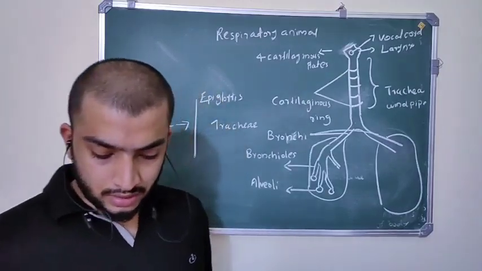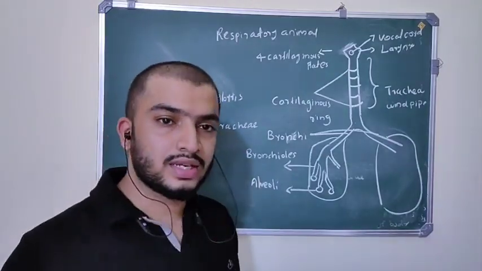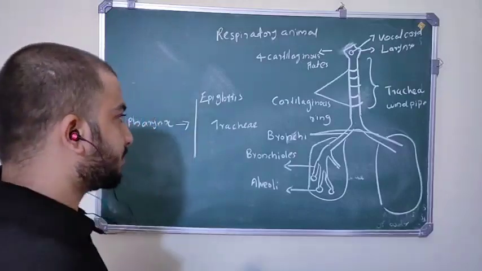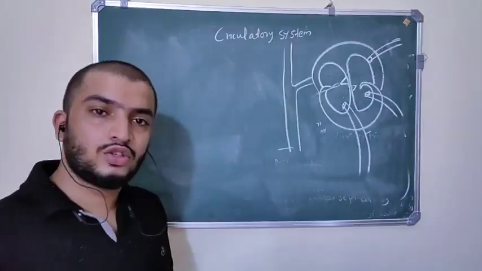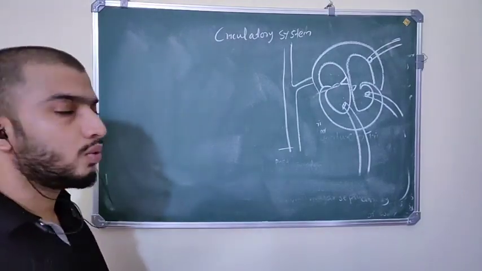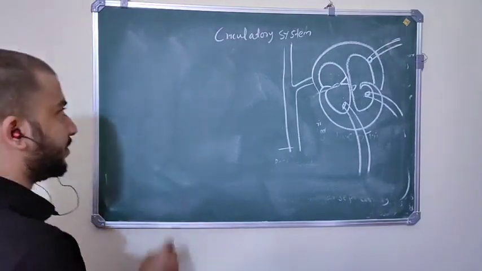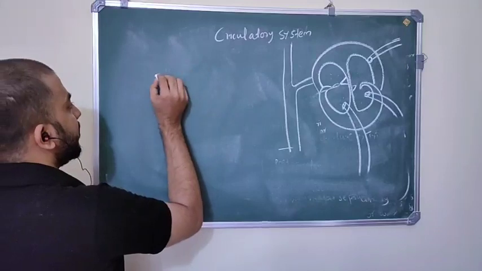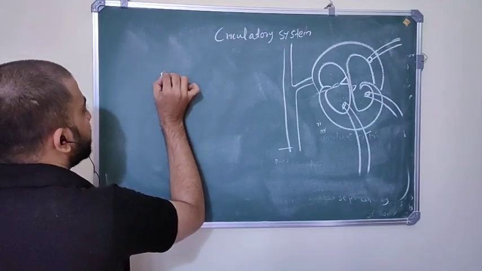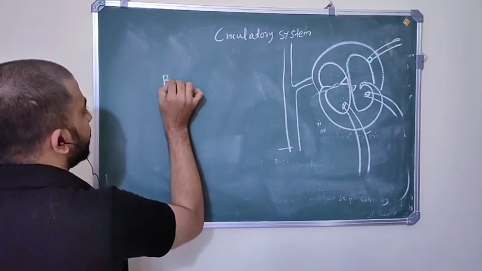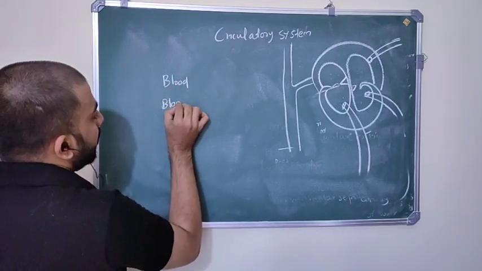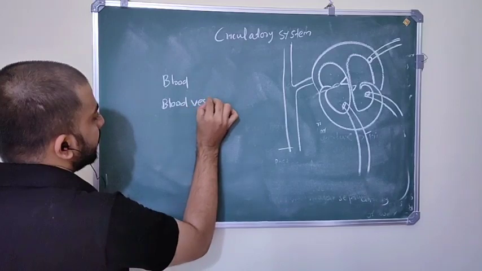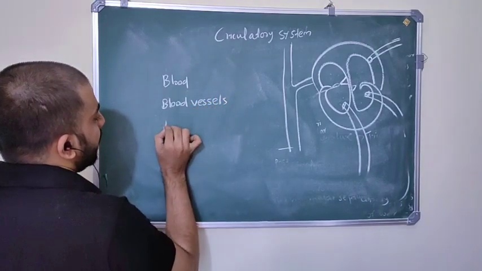Okay, next we are going to discuss the circulatory system of the rabbit. The circulatory system in the rabbit has three components: blood, blood vessels, and heart.